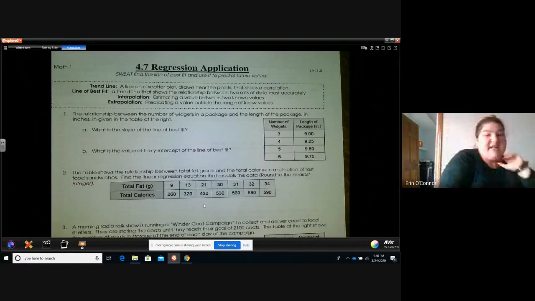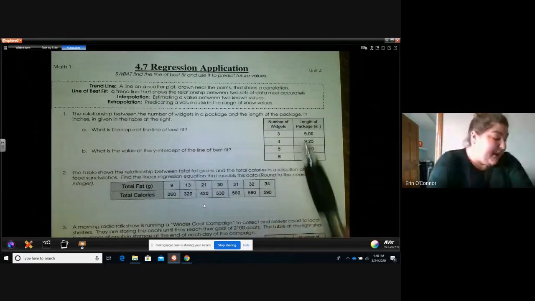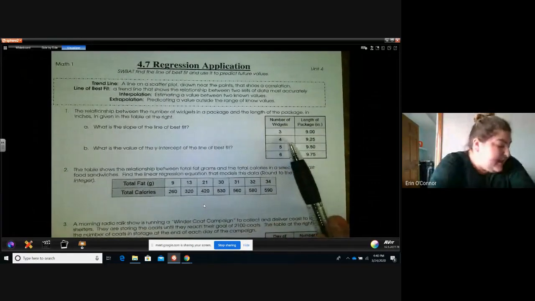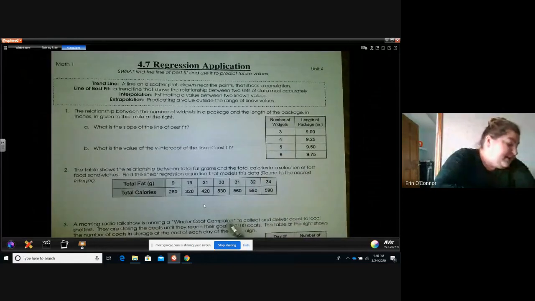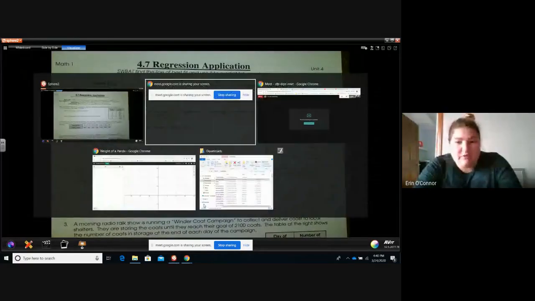All right, so we have a table right here, and it says the relationship between the number of widgets in a package and the length of the package in inches is given in the table at the right. What is the slope of the line of best fit? Well, to figure that out, we need to create it.